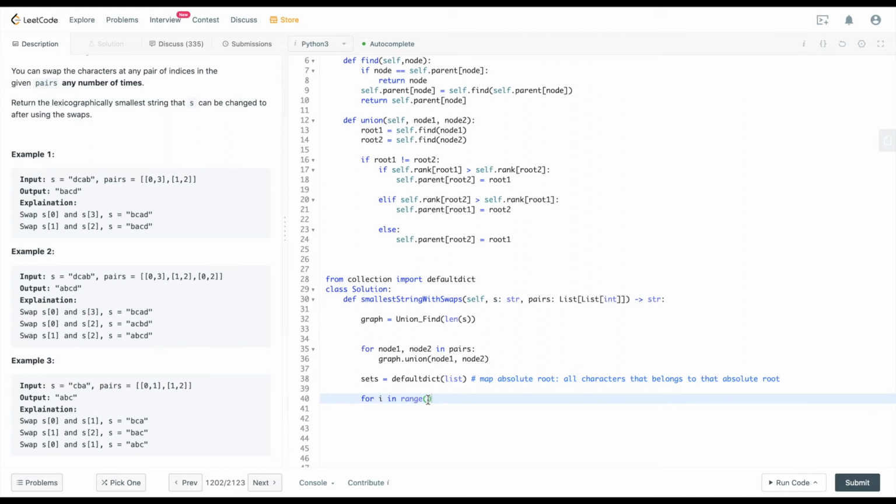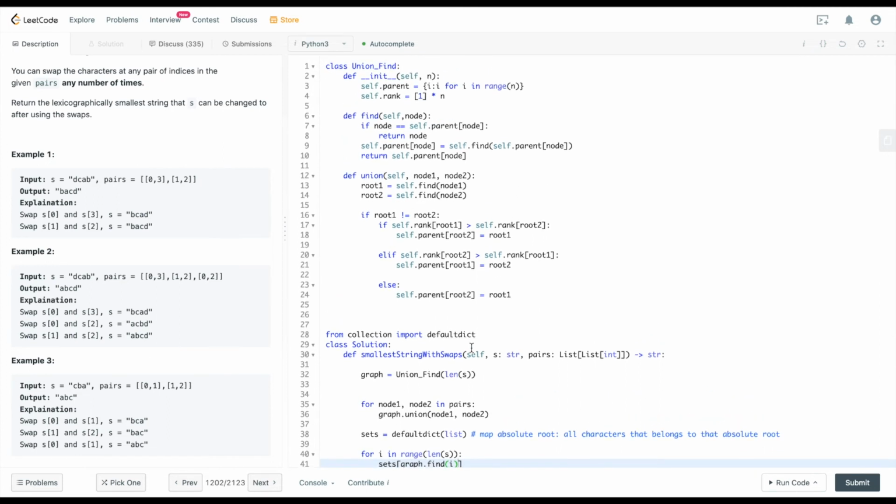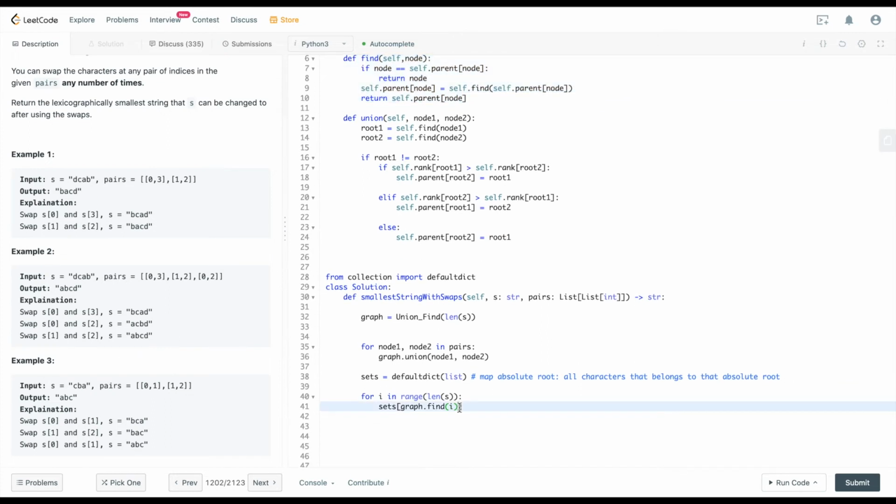Let me just write it first. For i in range length of s, sets, sets, we want the absolute root. So how can we find the absolute root? We can actually do graph.find i. When we call this instance of the union find, which we defined earlier as graph, and pass in the i, it finds the absolute root of i through this find function, and that's gonna be the absolute root.